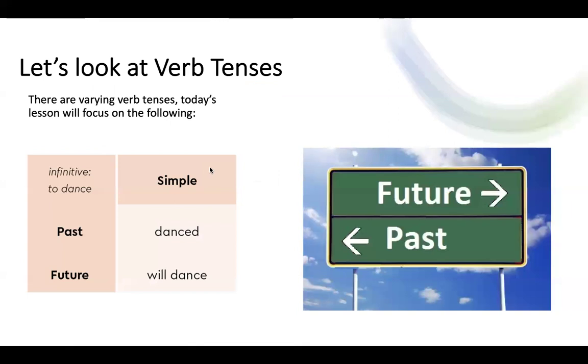Now, in English, there are a total of 12 different verb tenses. However, today's lesson will focus solely on two, which are the simple past and simple future. As you already know, the infinitive tells you the base form of a verb. So if we take the infinitive to dance, that becomes danced when it is conjugated in the simple past tense. Now the infinitive to dance becomes will dance when it is conjugated in the simple future tense. We will go into how this happens later on in the slides.